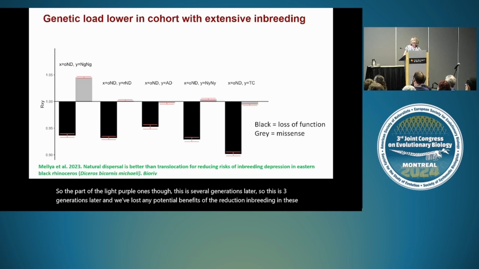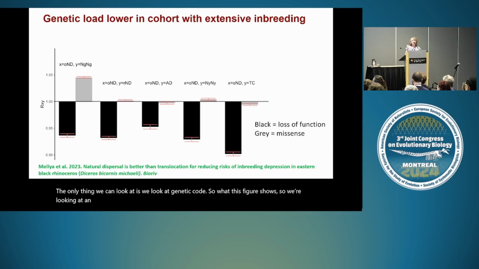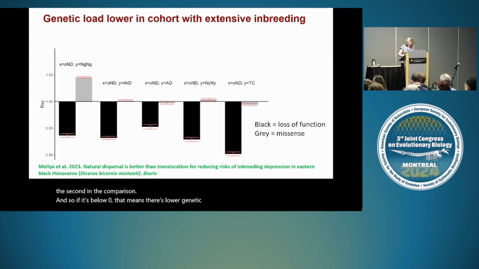The other thing we can look at is genetic load. So what this figure shows is an RXY analysis. We're looking at the relative load of the first compared to the second in the comparison. And if it's below 0, that means there's lower genetic load. I'm going to focus just on loss of function mutations, which are in black. And what you can see here is that in each case, we're comparing what we're calling old natural dispersal.